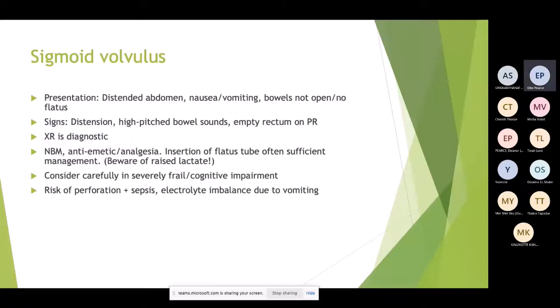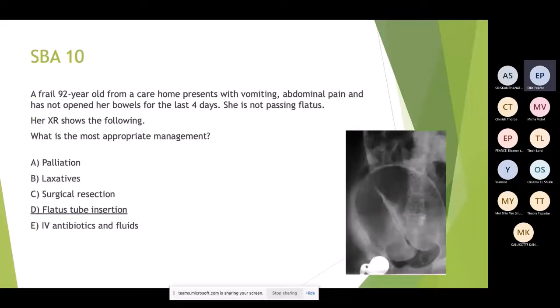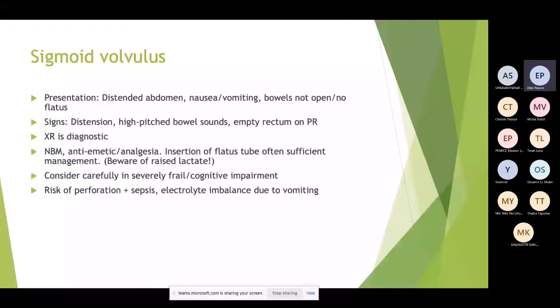So sometimes one of the options which nobody picked was A, palliation. I have seen in practice, if you've got a patient who is very, very severely frail, or they've got a severe cognitive impairment and using a flatus tube is going to be distressing, sometimes we do palliate patients with volvulus. And also be aware of the risk of perforation and sepsis, and correct any electrolyte imbalances due to their vomiting.